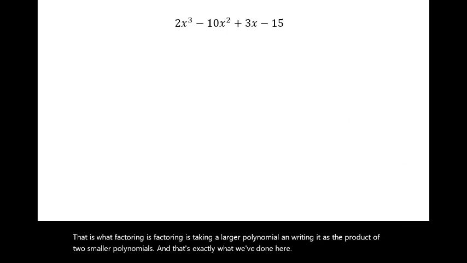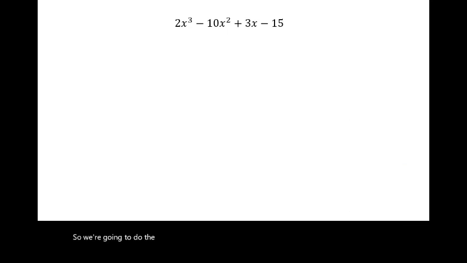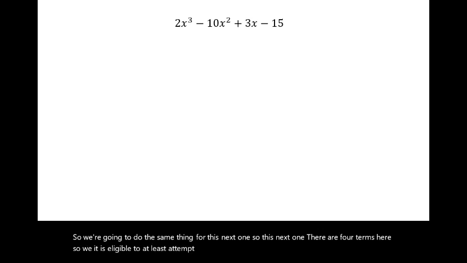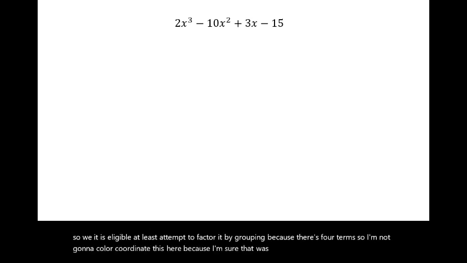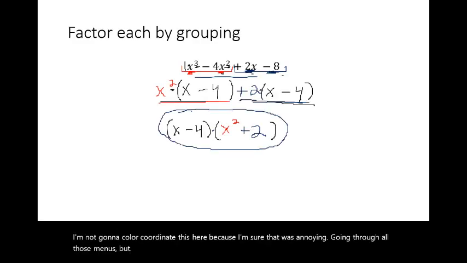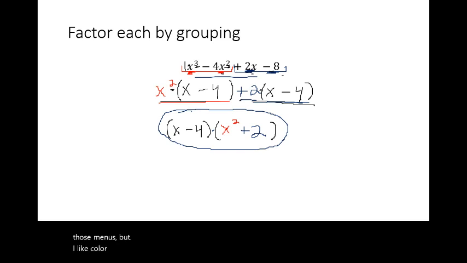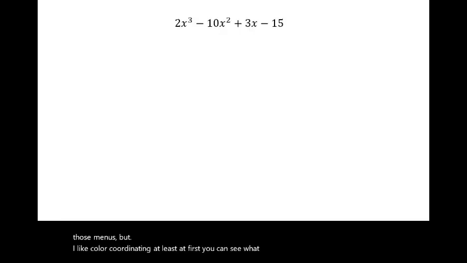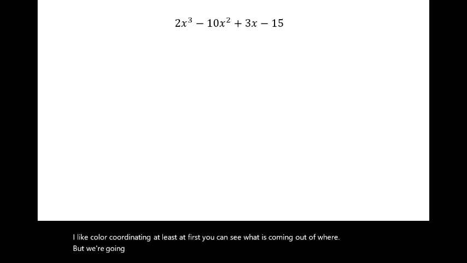So we're going to do the same thing for this next one. So this next one, there are 4 terms here. So it is eligible to at least attempt to factor it by grouping because there's 4 terms. So I'm not going to color coordinate this here because I'm sure that was annoying going through all those menus, but yeah, I like color coordinating at least at first so you can see what is coming out of where. But we're going to factor this next one by grouping.